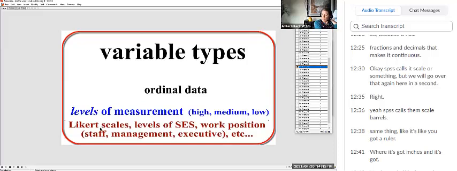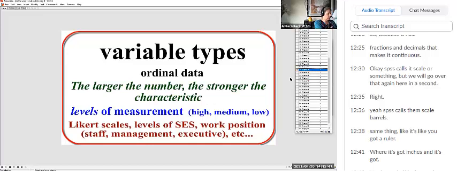Again, Likert scales, you guys got to use them to death. Levels of SES, work position, right? Staff, management, executive, right? Staff would be one because they're the low man on the totem pole. Management would be in the middle. Executive, they're at the top. That kind of thing. When the number increases, so does the strength of the characteristic. Right? The larger the number, the stronger the characteristic.